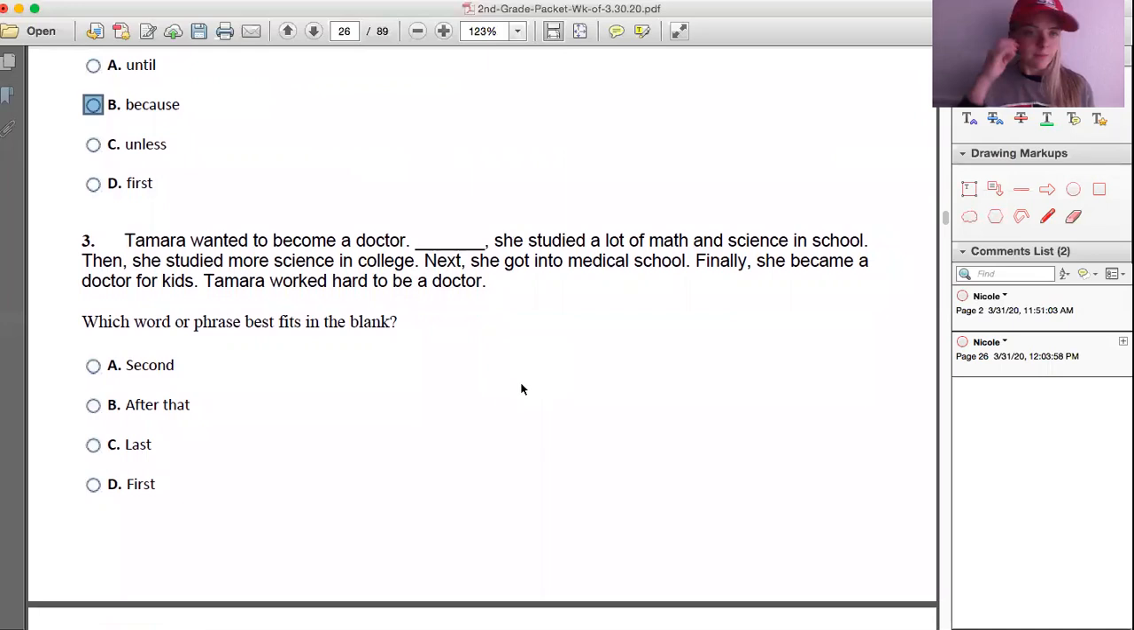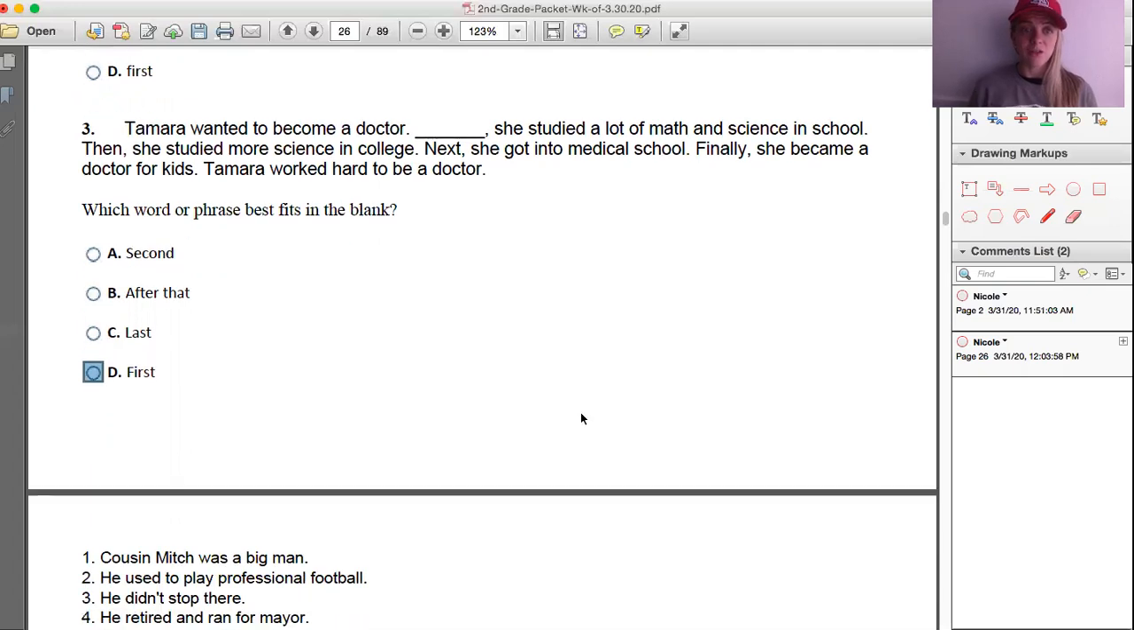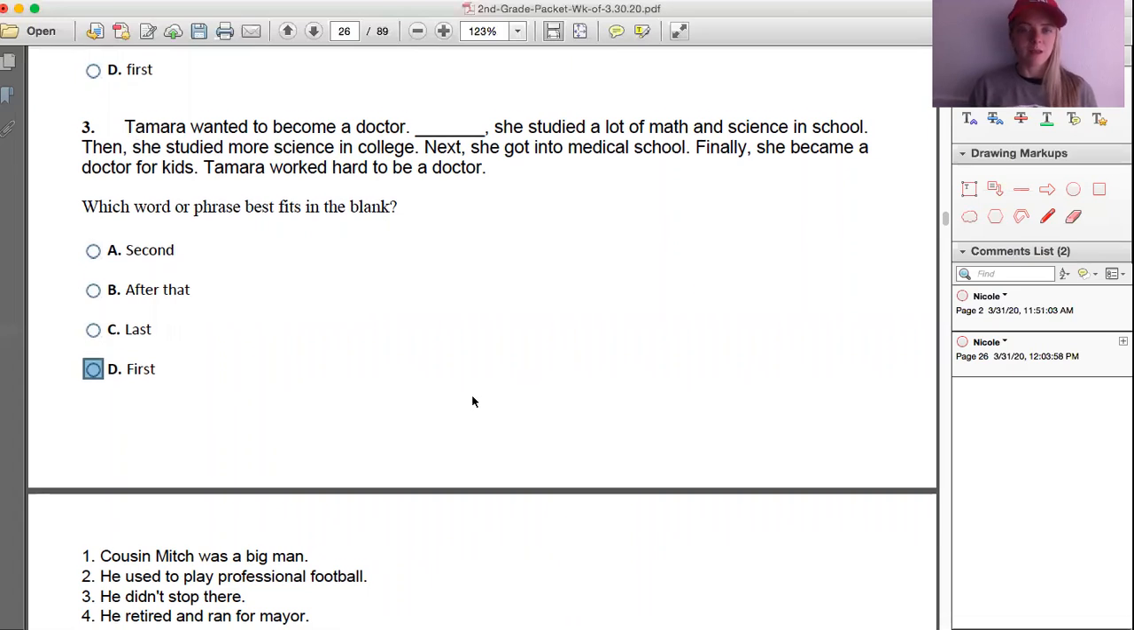Number 3, Tamara wanted to become a doctor. Blank, she studied a lot of math and science in school. Then she studied more science in college. Next, she got to medical school. Finally, she became a doctor for kids. Tamara worked hard to be a doctor. Your answer here is going to be first, because that's the first thing that she tells you. Tamara wanted to become a doctor. First, she studied a lot of math and science in school.